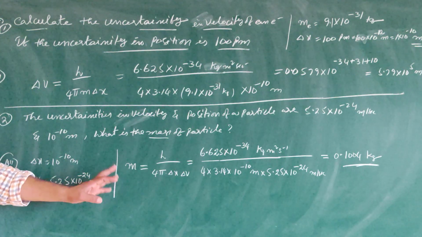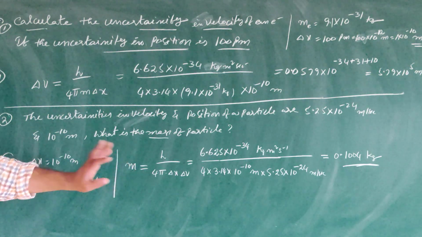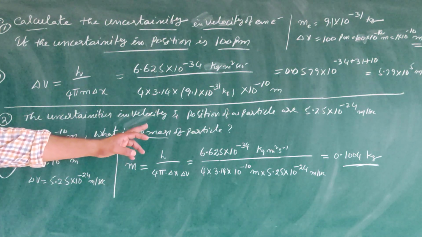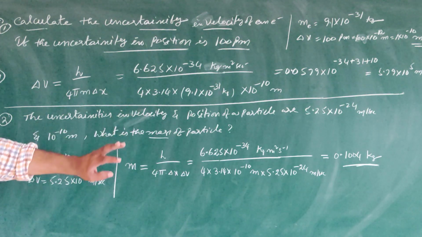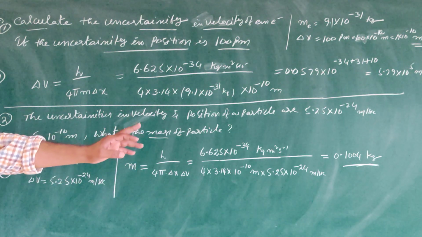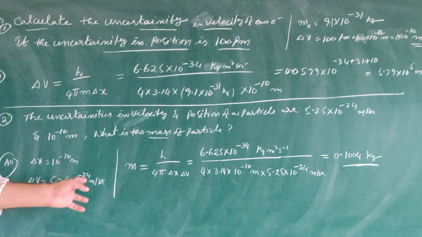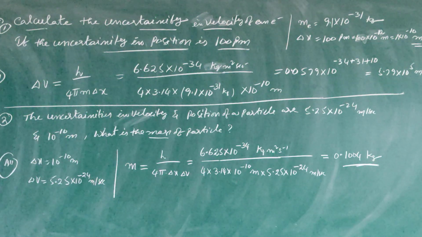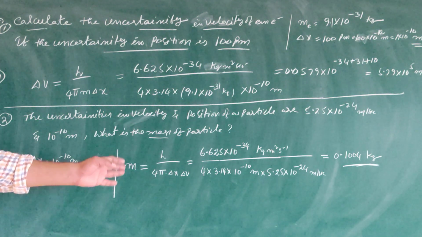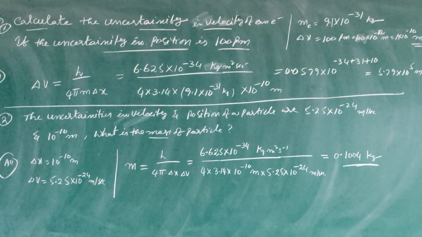Then m, mass of the particle, is equal to h by 4 pi into delta x into delta v. H value we can consider 6.625 into 10 power minus 34 kg meter square second inverse by 4 into 3.14 into delta x is equal to 10 power minus 10 meters, delta v is equal to 5.25 into 10 power minus 24 meters per second. All are in the same system. Then after calculation we can get mass is equal to 0.1004 kg.